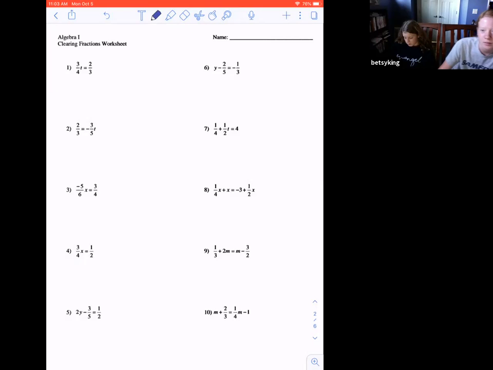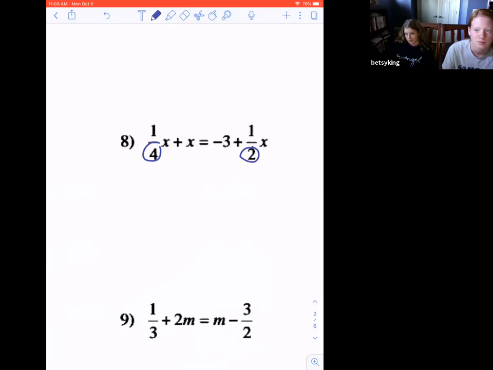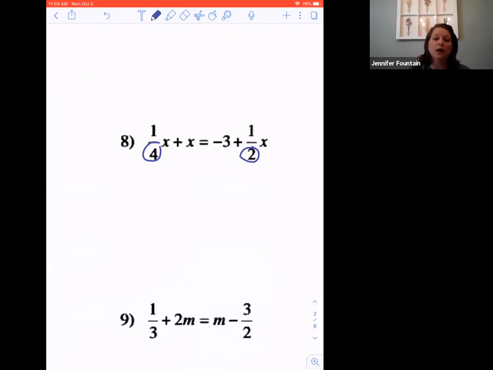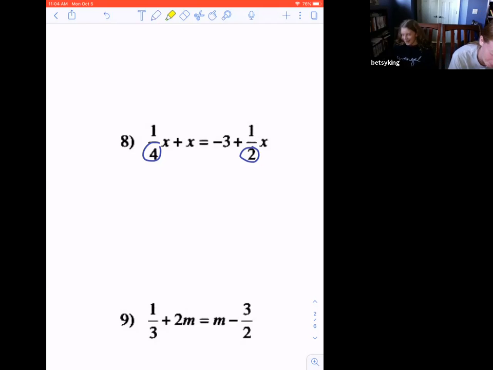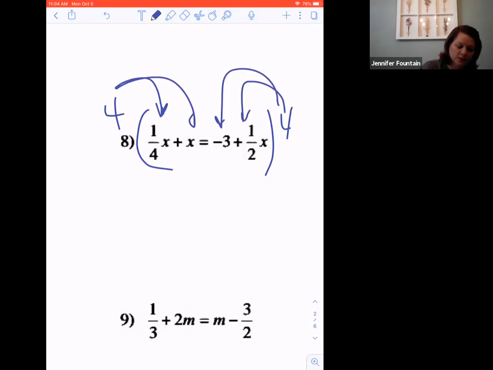Can you do number 8? Number 8, sure. Here, notice I have a denominator of 4 and a denominator of 2. So what is the least common multiple of 4 and 2? No, least common multiple. This means what number is a multiple of both 4 and 2? Good, 4. So I know that I need to multiply my whole entire equation by 4. So I multiply this by 4, this by 4, this by 4, this by 4.